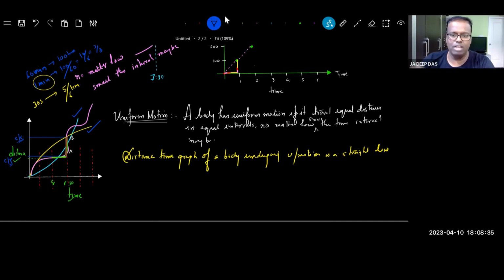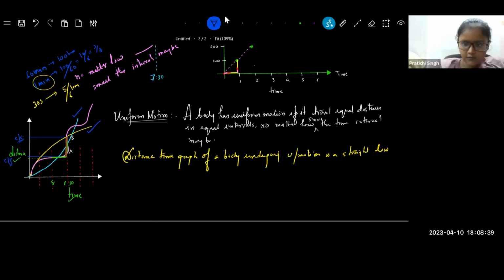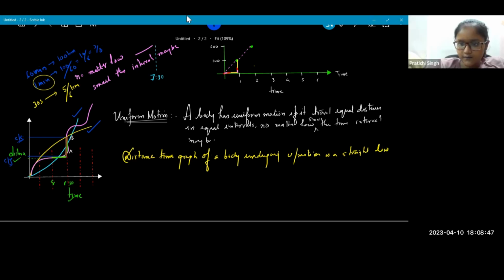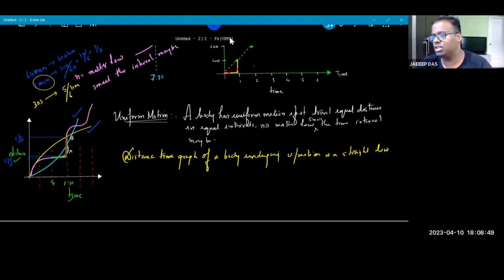So in your daily life, what motion do you undergo every day? Non-uniform motion, because we travel unequal distances in equal intervals of time. Okay. Another question they might ask you: a body falling freely. Okay.